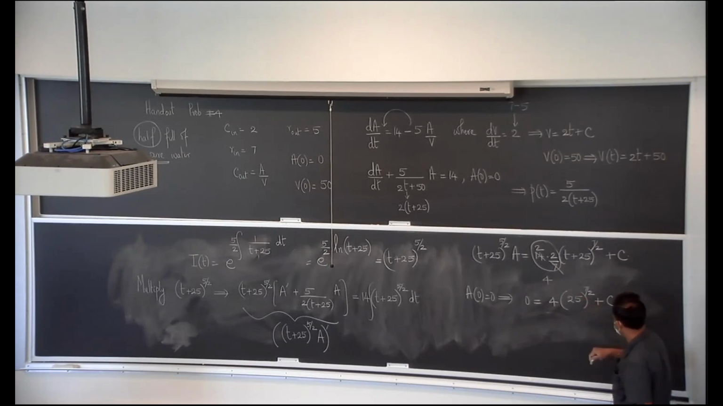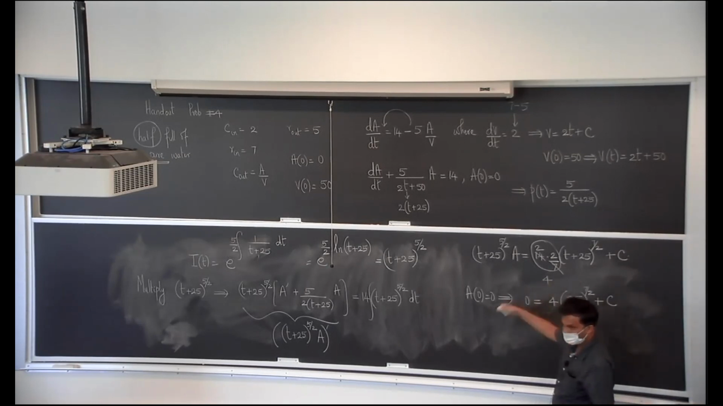25 to the 7/2 is the same as 5 to the power of 7, which I don't know what it is. And you have to then multiply it by 4 and negate it.